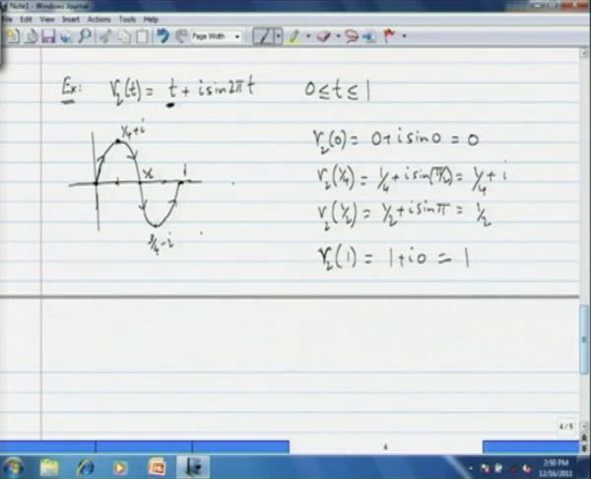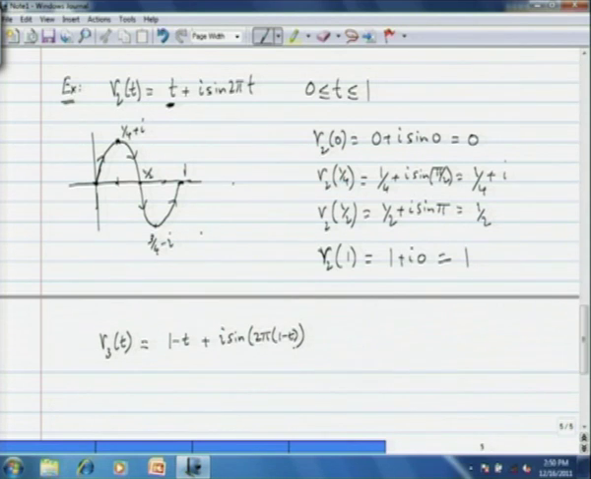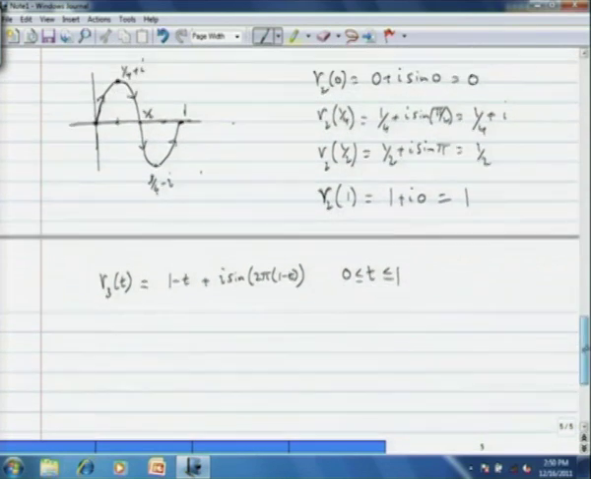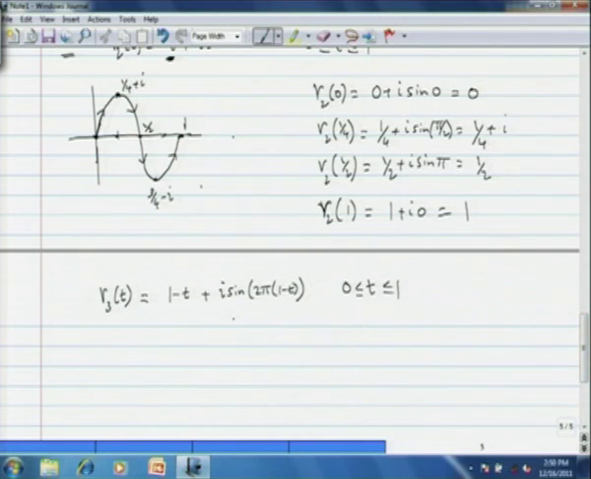And using this very example, we can construct yet another example. Gamma 3 of t, let us say, is 1 minus t plus I sine 2 pi times 1 minus t, where t ranges from 0 to 1 again. So, by this definition gamma 3 is a curve with parameter interval [0, 1] already. But when we try to visualize gamma 3, we get this very same sine curve, except that gamma 3 of 0 is now 1 plus I sine 2 pi times 1 minus 1, which is 0. So, this you get is 1.